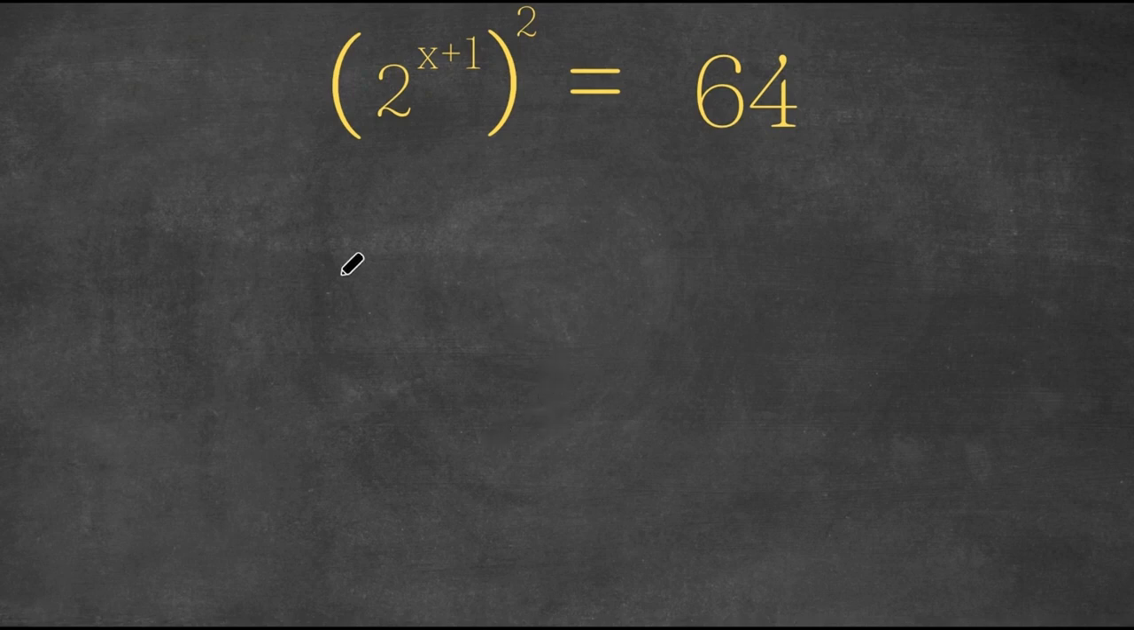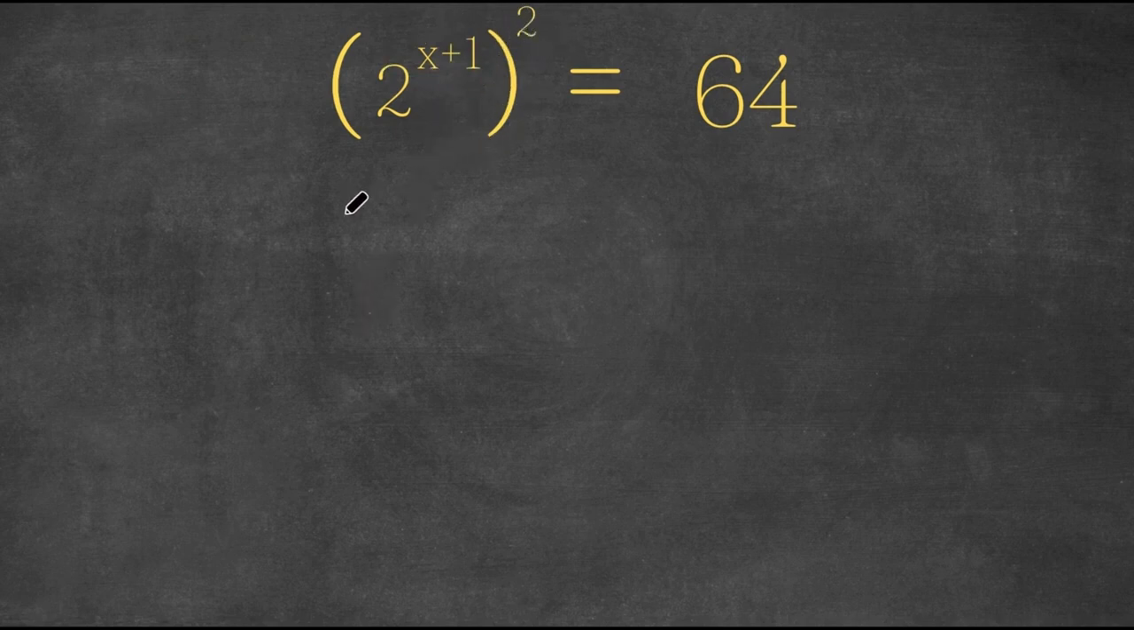Quick Academics. In today's video, I'm going to be teaching you guys how to solve this exponential equation. So right here, we have (2^(x+1))^2 = 64. And what we're first going to do is simplify this term a little bit.